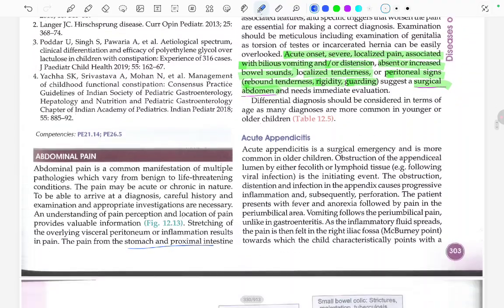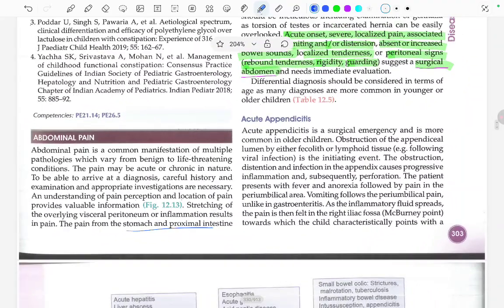Fine. Moving back to where we were, we have to start from acute appendicitis now. This is the first condition that we are going to read in abdominal pain. Acute appendicitis is a surgical emergency and is more common in older children. Obstruction of the appendiceal lumen by either fecolith or lymphoid tissue following a viral infection is the initiating event. So what happens is there is obstruction of the appendix lumen. And this obstruction is either by a fecolith or lymphoid tissue following what? A viral infection. The obstruction, distension, and the infection in the appendix cause progressive inflammation and subsequently perforation.